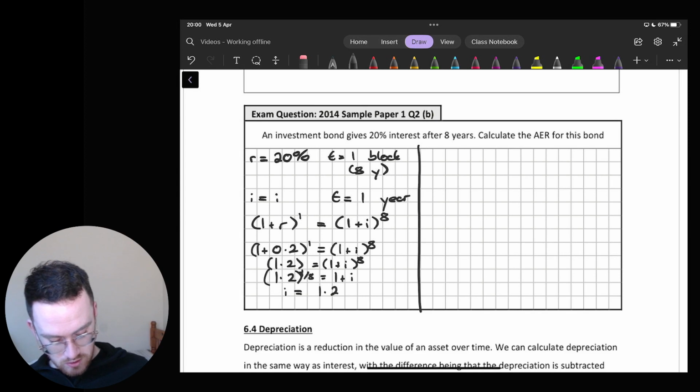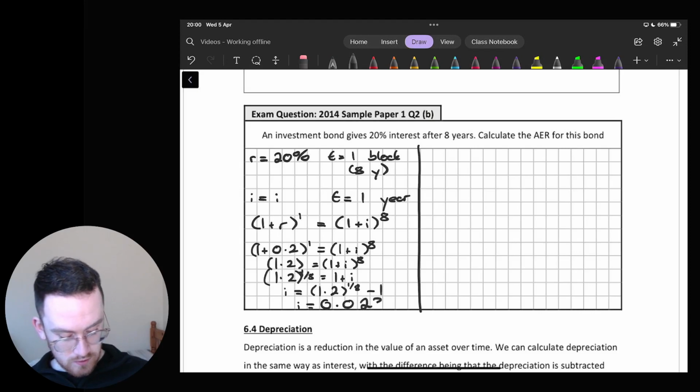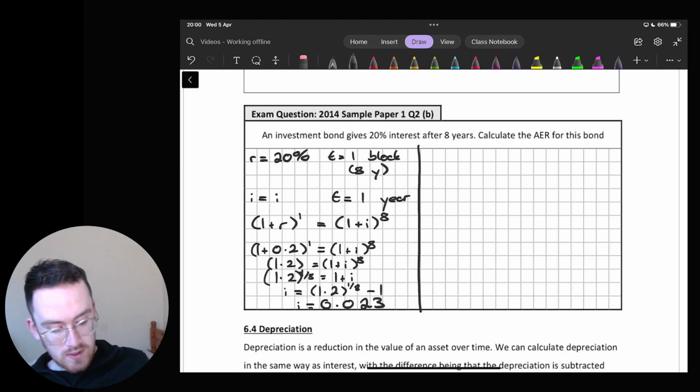And I is 1.2 to the power of 1 over 8 minus 1, and that gives me an interest rate of 0.023. If we try it the other way, again, we get the same thing. My final value is going to be 1.2, where my original value is 1, because it has to be 20% more. So 1.2 is 1 by 1 plus I.